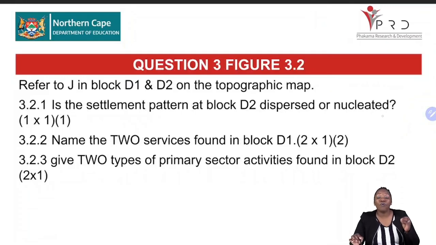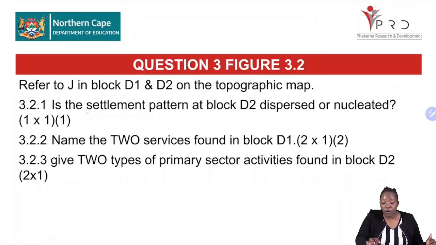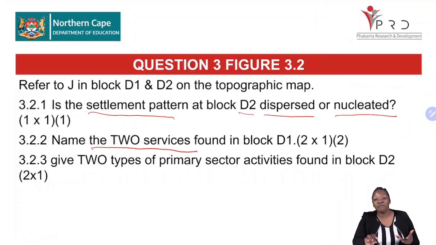So now you should think, what are the characteristics, or how do we explain the dispersed pattern and how do we explain the nucleated pattern? So for 1 mark. Then secondly, you need to name 2 services. Remember the types of services we learned in economic geography, in your tertiary service. So now you name 2 services found in block D1.